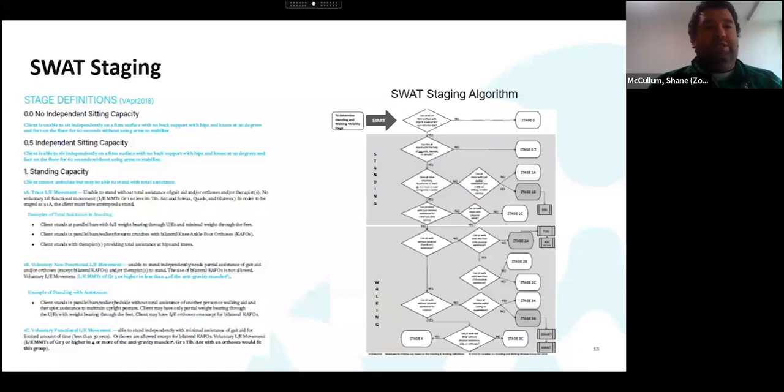So going through the SWAT staging, I'll break this down more in future slides, but as Chris mentioned, it goes from a 0 up to a 4, and depending on what stage, there's different thresholds to meet certain stages, and then that's how you would determine which outcomes to complete. So we'll go to the next slide.